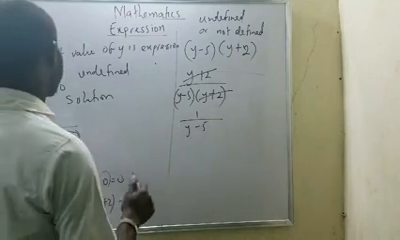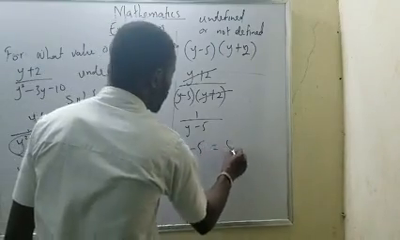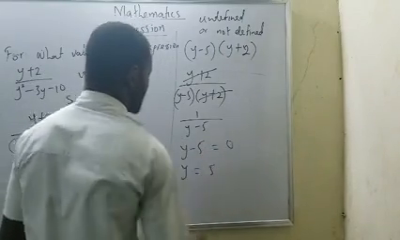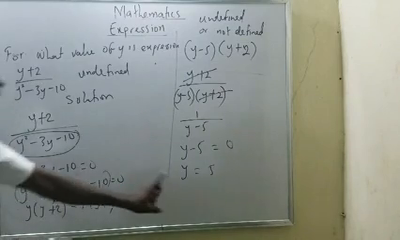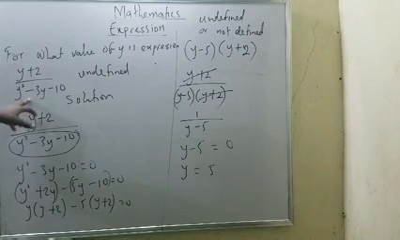It means I'm looking for the value of what? What is the value of y? It means I'll find y minus 5 equals to 0. My y equals to 5. Now, it means my y equals to 5. When I put 5 here, everything will be what? Is 0. That's what I'm trying to do.